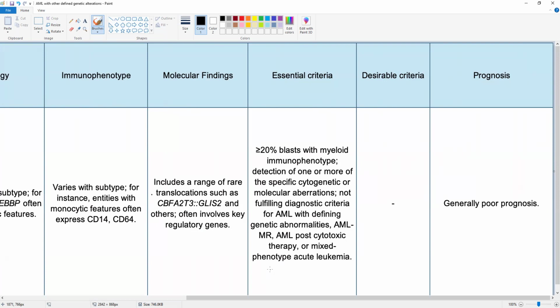You also need the detection of one or more of the specific cytogenetic or molecular aberrations that we're going to discuss regarding each entity in a patient with acute myeloid leukemia not fulfilling diagnostic criteria for AML with defined genetic abnormalities, not fulfilling diagnostic criteria for acute myeloid leukemia myelodysplasia related, and not fulfilling criteria for AML post-cytotoxic therapy or mixed phenotype acute leukemia. And the prognosis is generally poor for these entities.